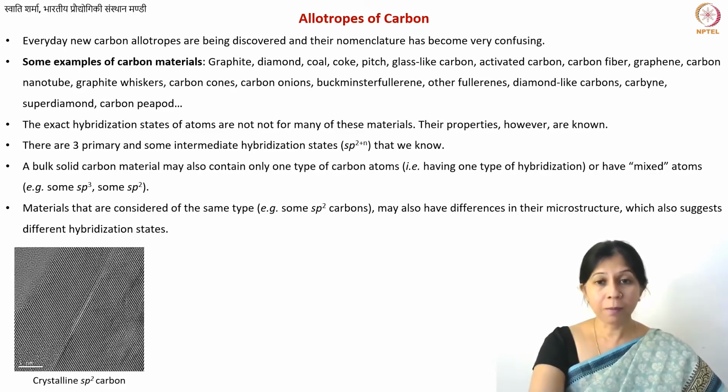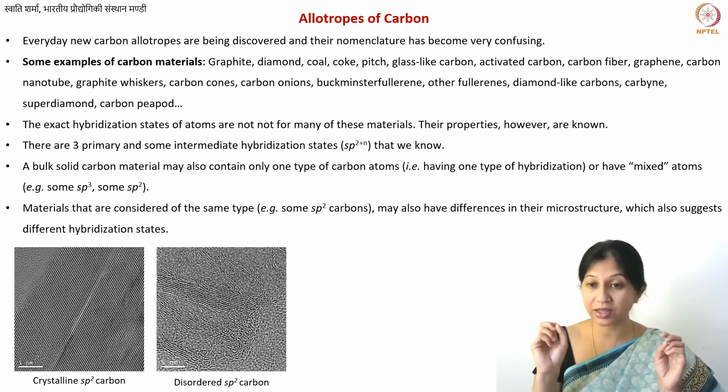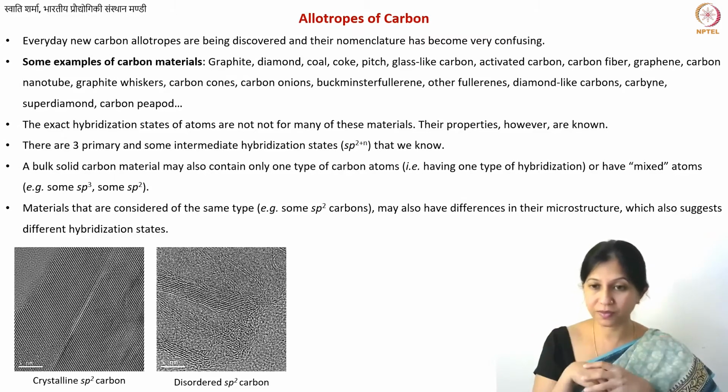Okay. For example, here are two pictures where the scale bar is 5 nanometer. So this is where you can actually see the microstructure of carbon in these images. These are transmission electron microscope images.